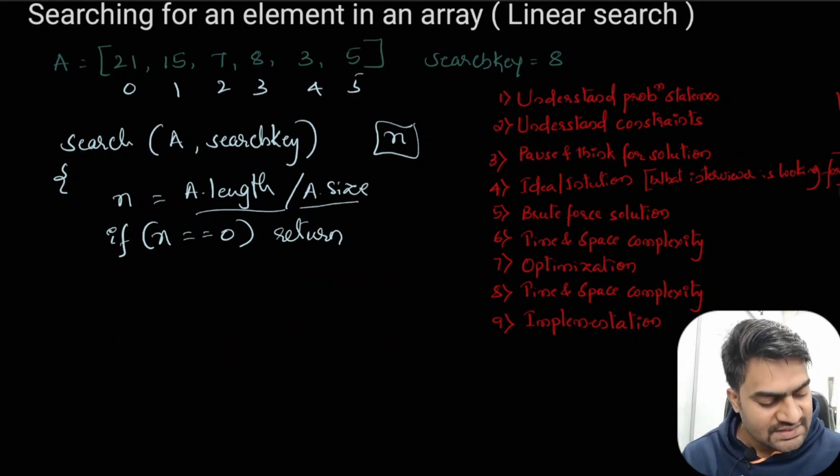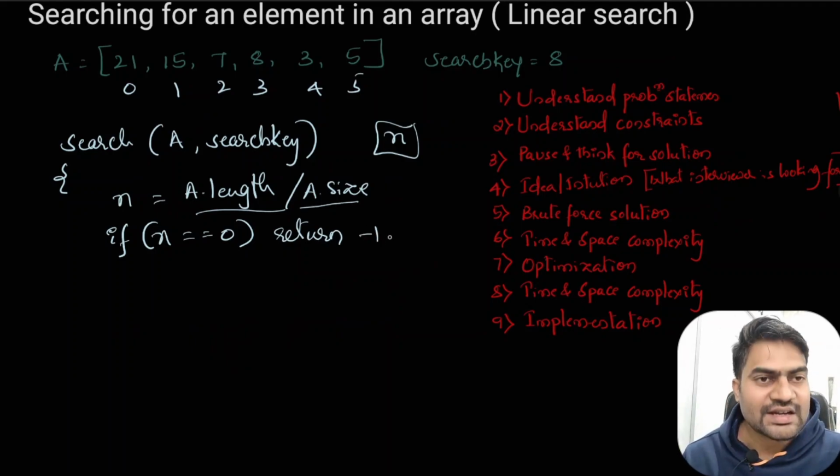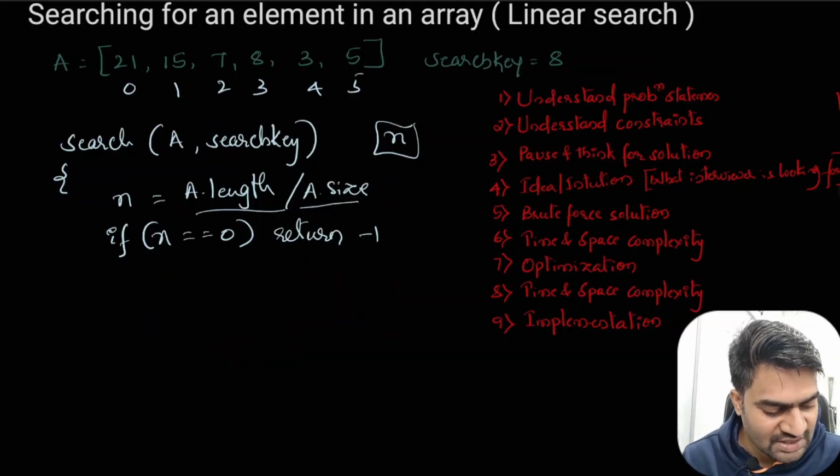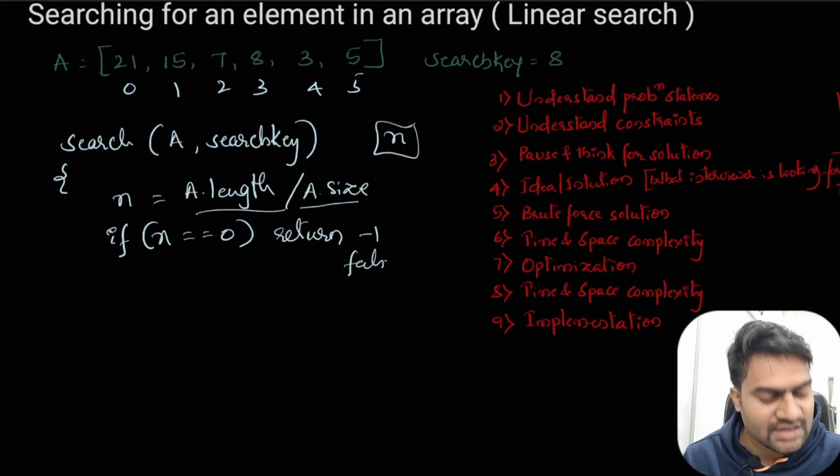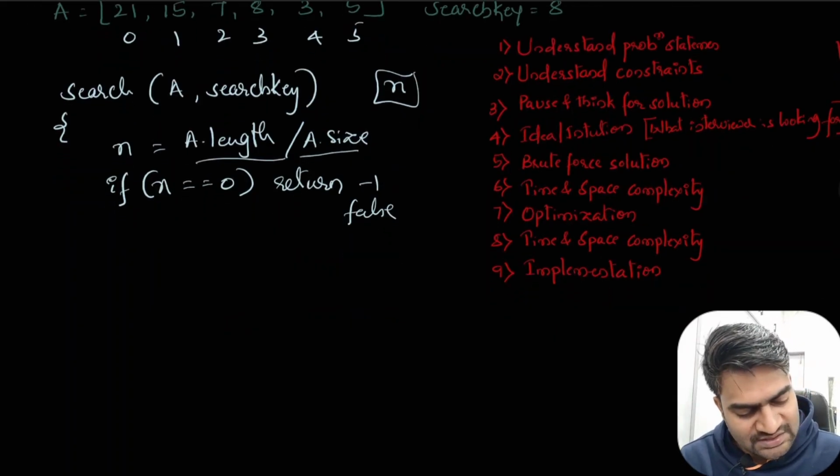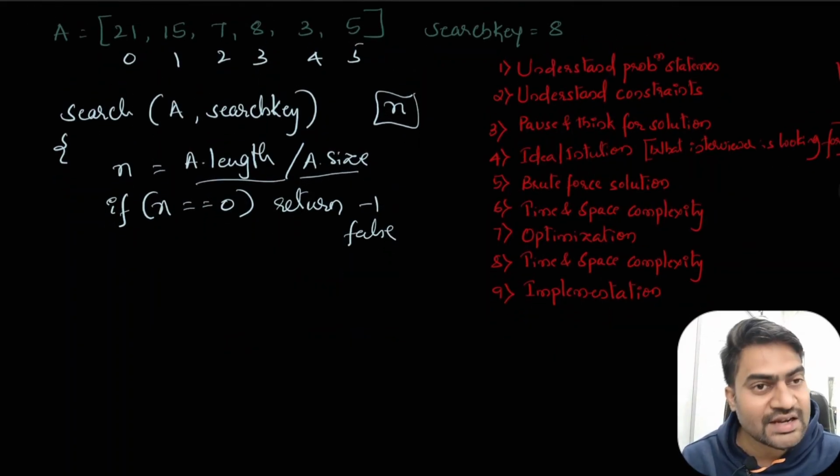If they ask for an index, maybe we will return -1, or if they ask for either true or false, I mean, there is nothing to say something is found, so maybe we can return false. If that is not the case, then we can iterate over the array.